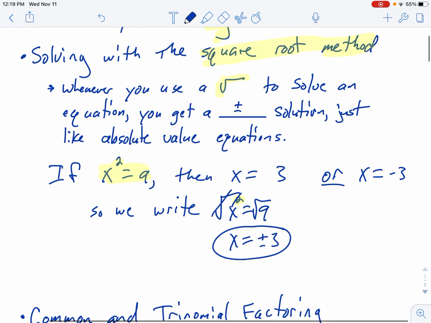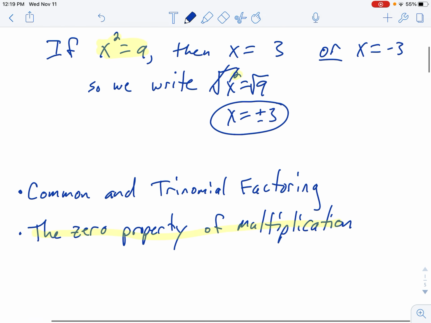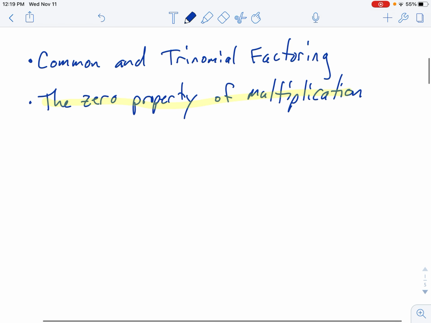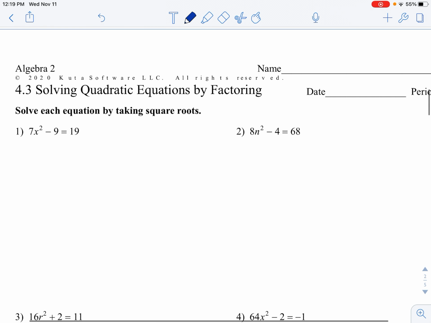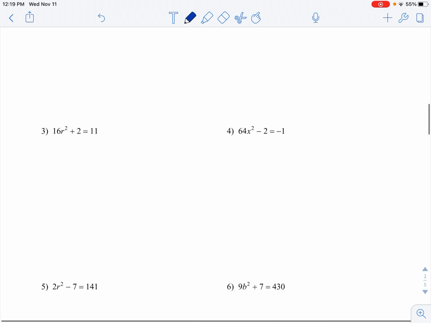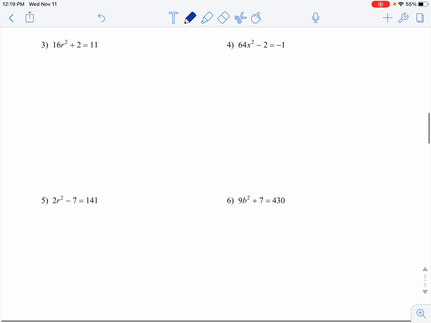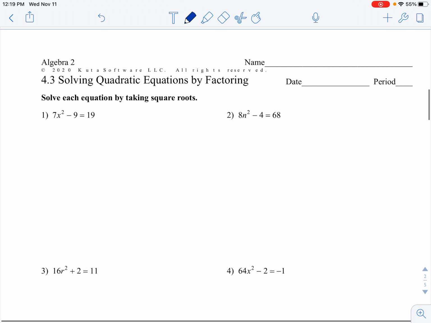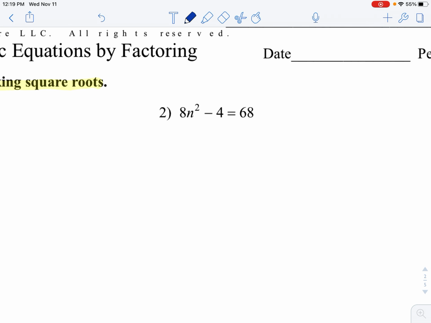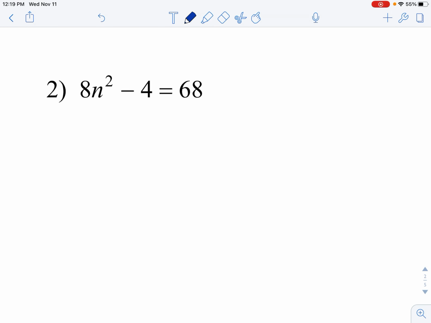So we're going to get into that first. We'll go through a few examples. Then I'll come back to the common and trinomial factoring and this zero property of multiplication. So, how does this break down? Well, the first page, the first 6 problems, we're going to use the square root method, solve by taking square roots. And as always, I'll do the evens. I'm going to ask you to do the odds.